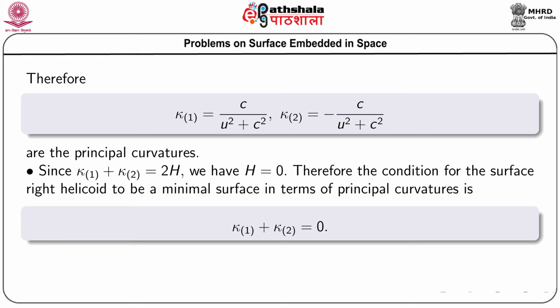Now, from that quadratic equation, since the sum of the roots equals 2h, kappa 1 plus kappa 2 equals 2h, and we have h equals 0. Therefore, the condition for the surface right helicoid to be a minimal surface in terms of principal curvatures is kappa 1 plus kappa 2 equals 0. So, this is the condition for the surface right helicoid to be a minimal surface in terms of principal curvatures.